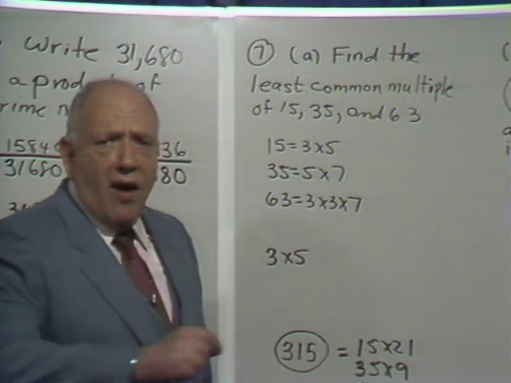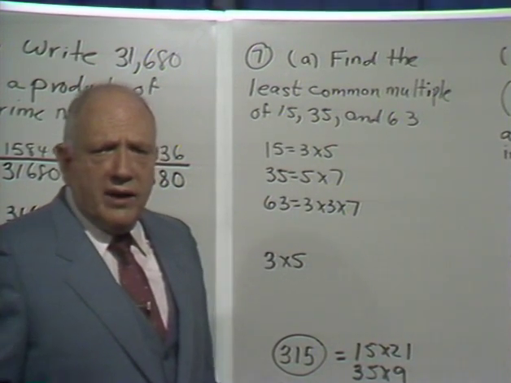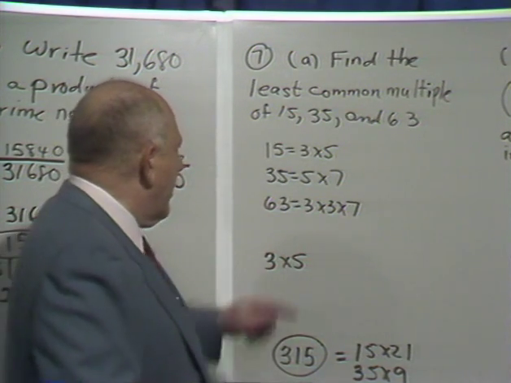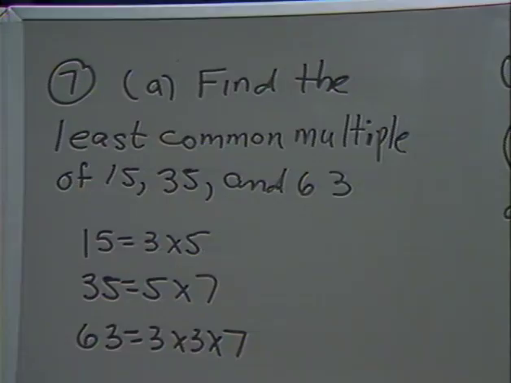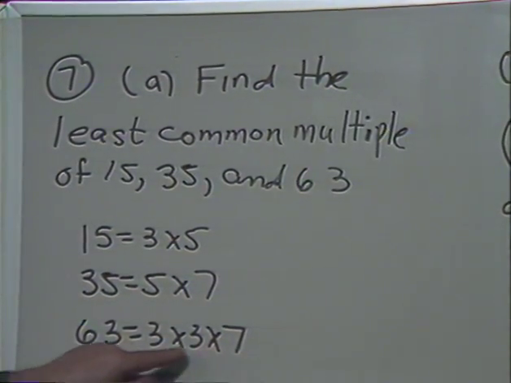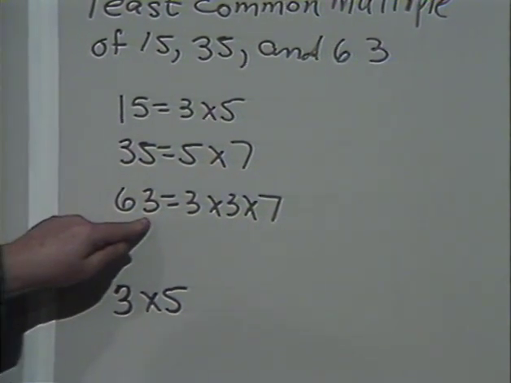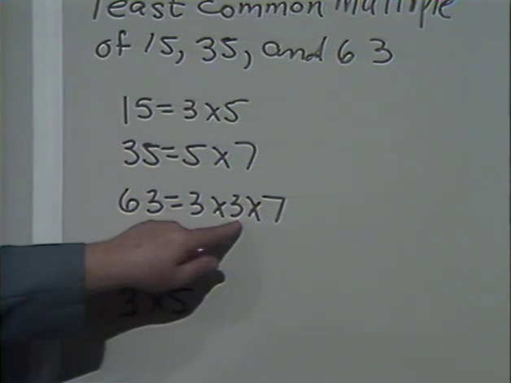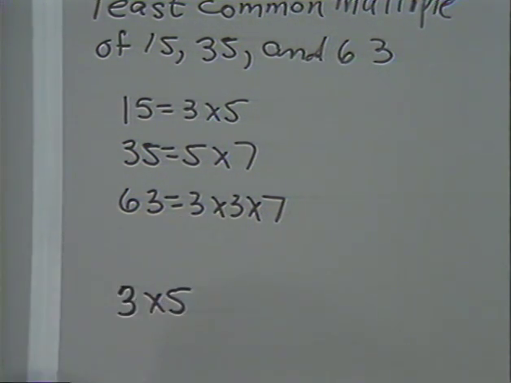Now, one way is to list all the multiples of 15, all the multiples of 35, and all the multiples of 63, and see what happens. But there's an easier way if you'll use prime factors. See, 15 breaks down into 3 times 5, doesn't it? 35 breaks down into 5 times 7. 63 breaks down into 9 times 7, and 9 in turn breaks down into 3 times 3. See, 6 plus 3 is 9, so that's divisible by 3. 3 goes into 63 21 times, and 21 is 3 times 7. See the check? 3 times 3 is 9, times 7 is 63.